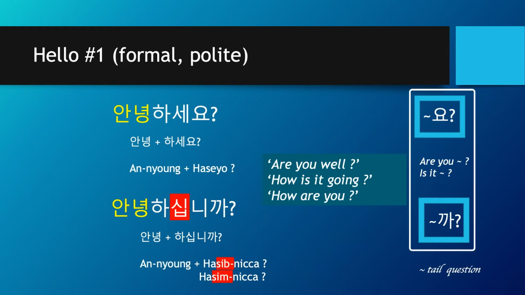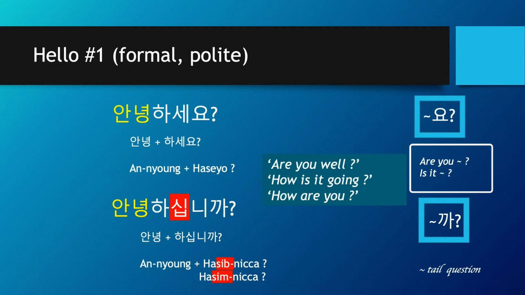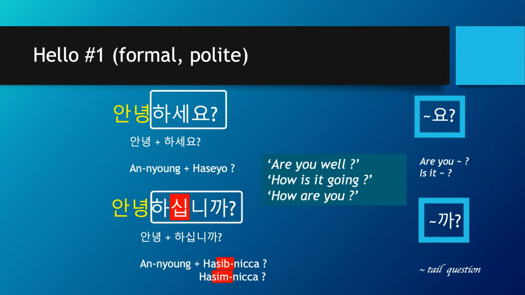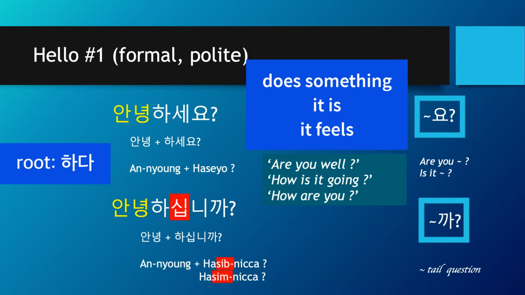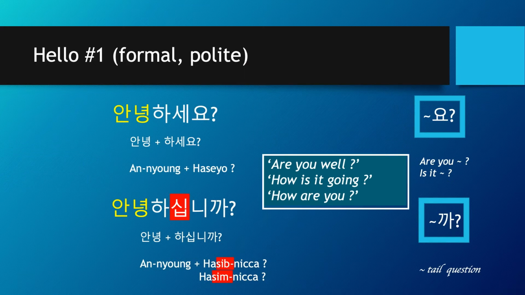The tail character 요 and 까 before the question mark should look familiar to you. That's right. They are from 까요니아, tail characters for questions. 하세요 or 하십니까 is based on the root word 하다. 하다 means either does something, it is, or it feels. In this case, it meant it is or it feels. So, how is it going? How are you? Are you well? Is everything okay? How are you feeling? Are all applicable translations to 안녕하세요 or 안녕하십니까 of Hangul.